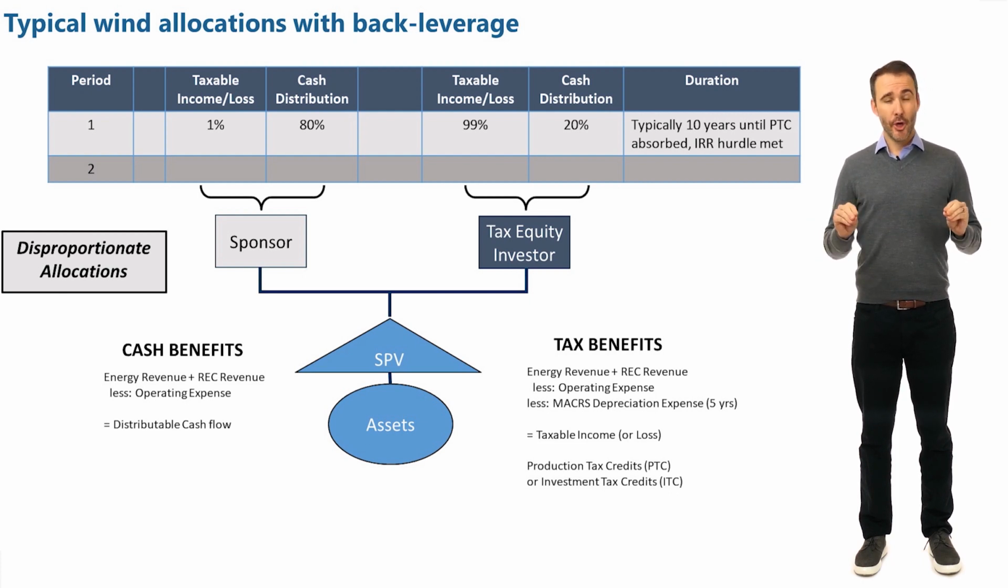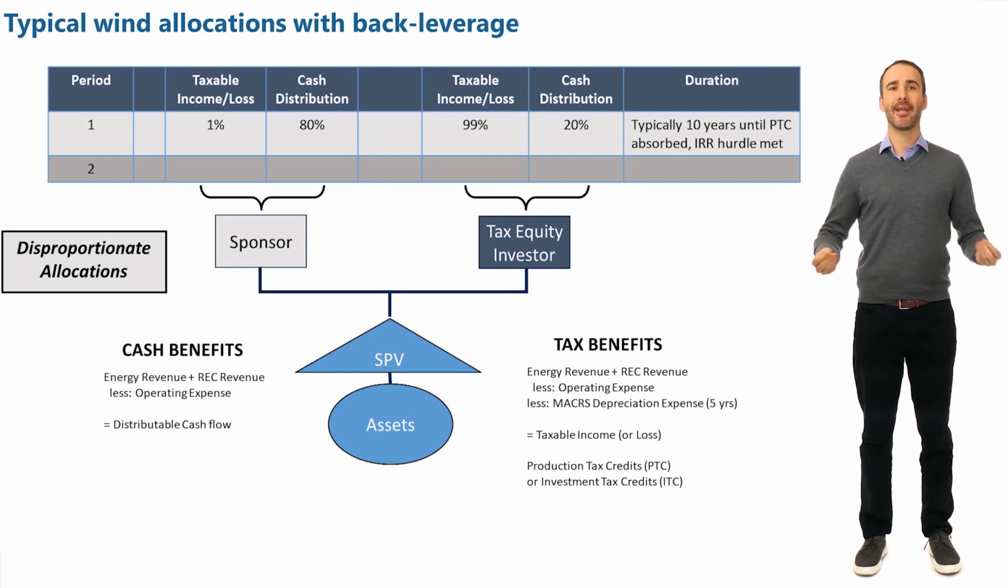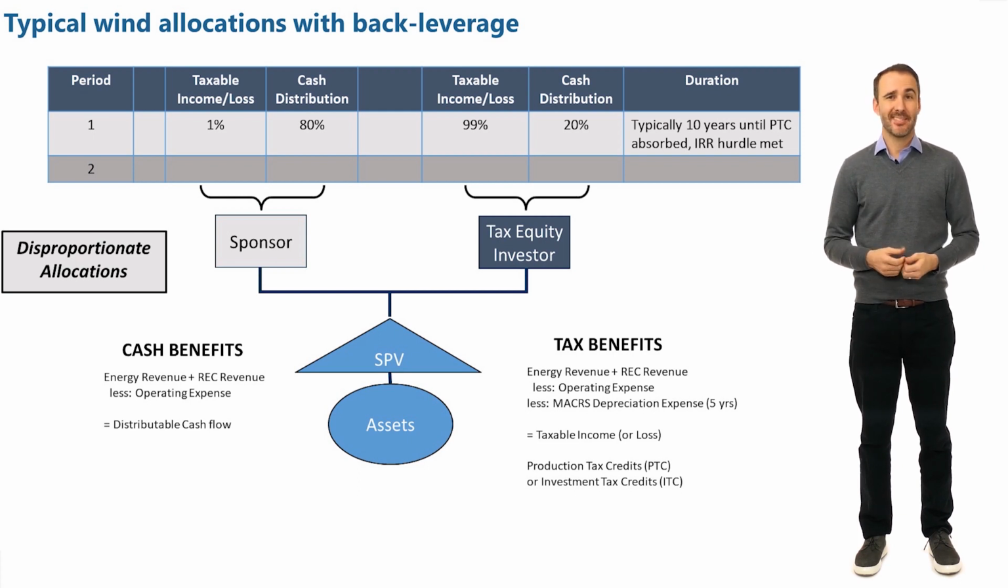If the IRR hurdle is not achieved, the flip will typically be delayed, and the tax equity investor may receive an even greater proportion of the cash distributions from the partnership. Now, remember that MACRS depreciation is for 6 years, so the project will likely have positive taxable income from year 7. The tax benefits are exhausted at this point, and the partners will have to pay income tax on any earnings allocated to them. The sponsor really doesn't need the tax equity investor anymore.